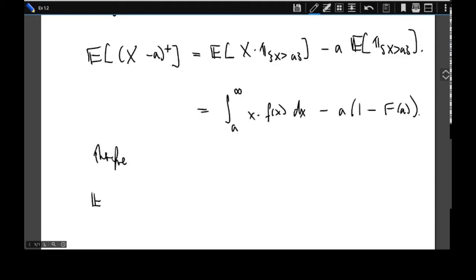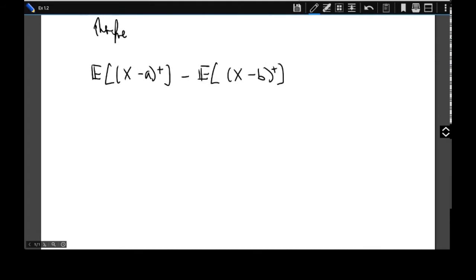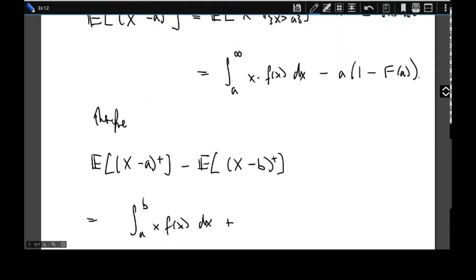Therefore, if we take now the difference of the expectation of (X minus a) positive part and (X minus b) positive part, we get the difference of the two integrals minus the difference of a and b, both multiplied by 1 minus the CDF at those points.